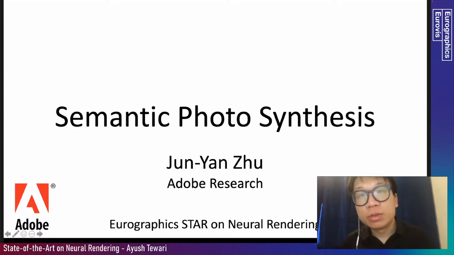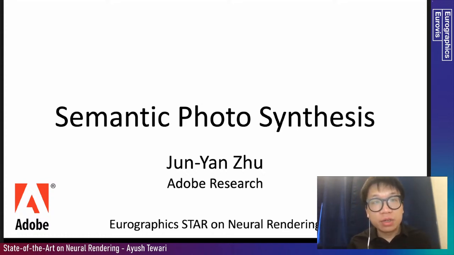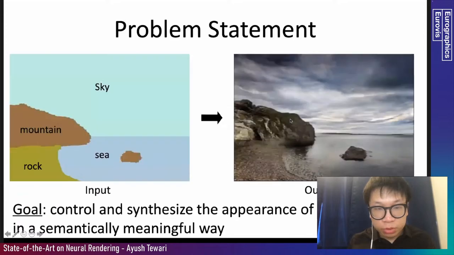I would like to talk about semantic photo synthesis, one type of neural rendering that allows a user to create an image in a semantically meaningful way. So let's look at what the input and output are.